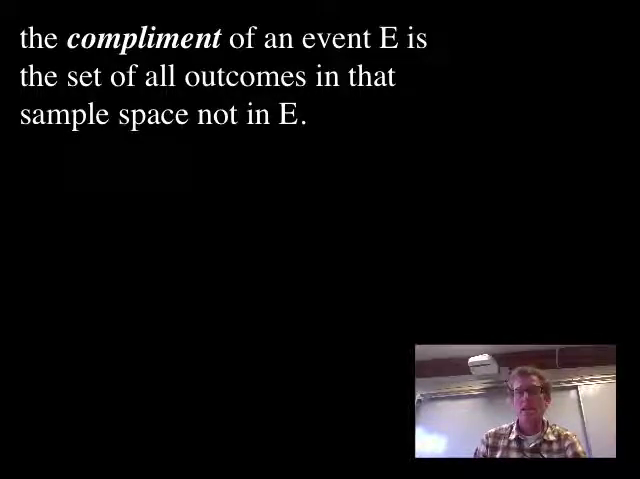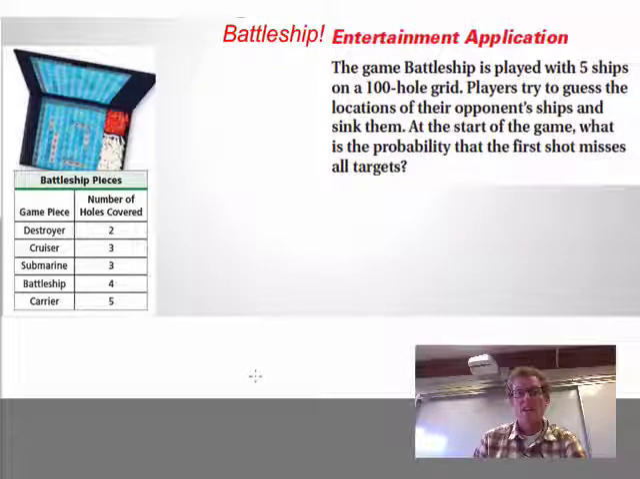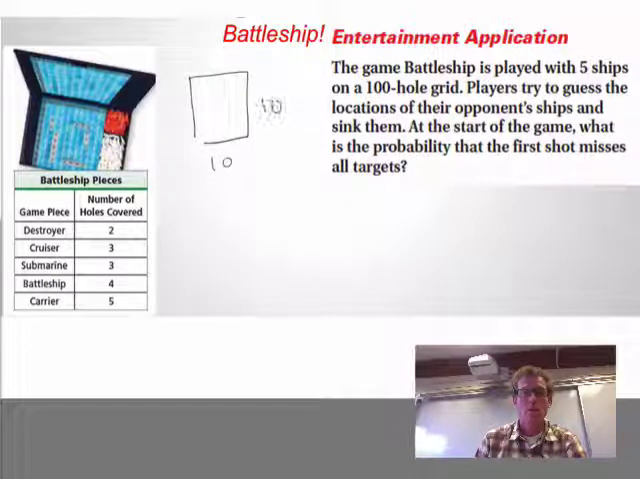The next thing we're going to talk about is the complement of an event. The complement of an event, E, is the set of all possible outcomes in that sample space not in E. In other words, the complement equals 100% minus the event probability. Well, let's take a look at this and see how this would work. Say we're playing a game of Battleship. In this game of Battleship, there are 5 ships and a 100-hole grid. In other words, our grid is 10 by 10.